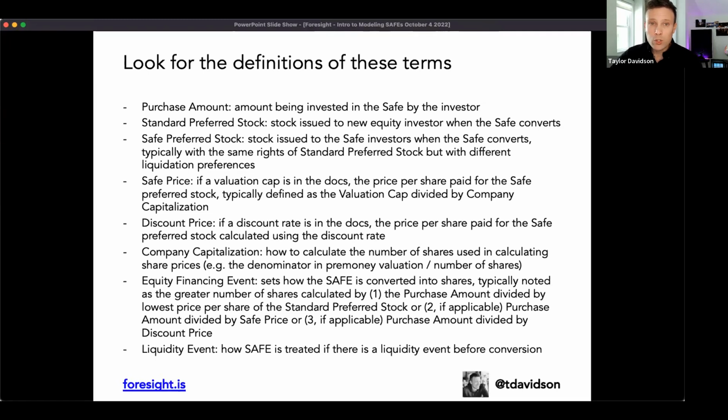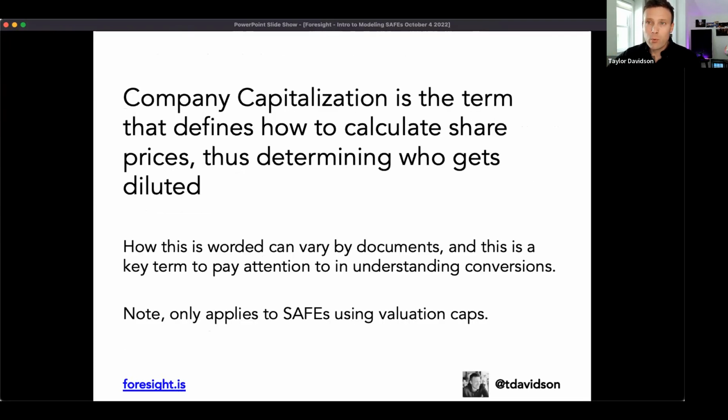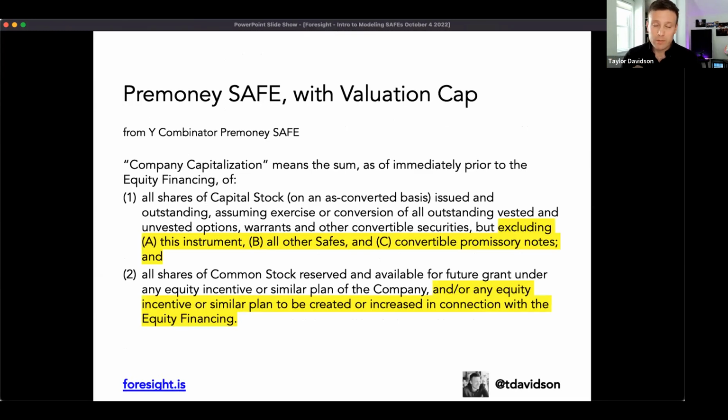There's a couple of core terms that you're going to identify in a typical safe document that you're trying to understand. But the most important point is on company capitalization. And company capitalization is this term that defines how to calculate the share price, or effectively how to calculate the number of shares used in calculating share price. Now, here's a couple of different examples of how it's worded.